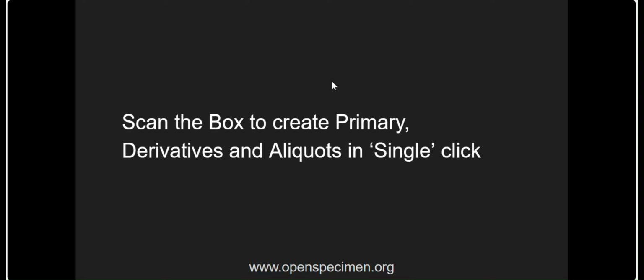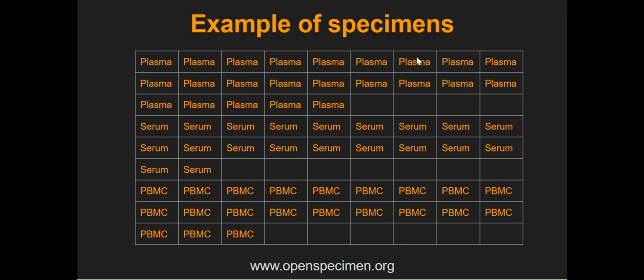How it will work is you don't have to do anything. You will simply scan the entire box. It will automatically create primary specimen, derivatives as well as aliquots in a single click. This is how it is expected to work.